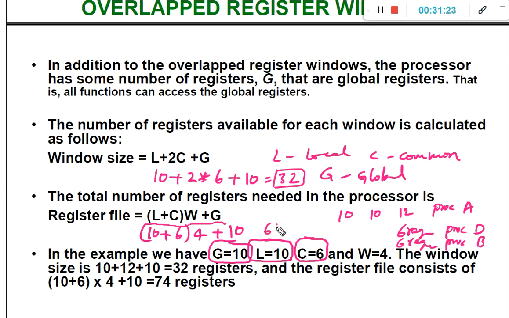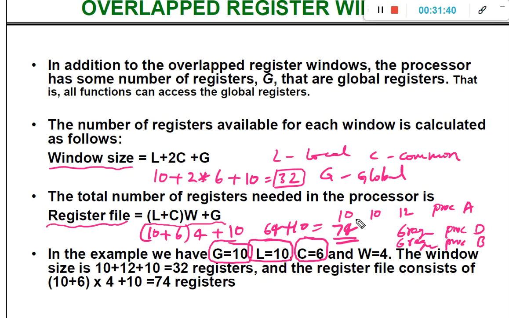16 fours, 64. 64 plus 10, that is equal to 74. 74 total number of registers are there. Like this we can calculate the window size as well as the register file, the total number of registers we have used.